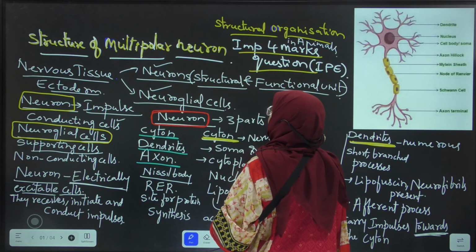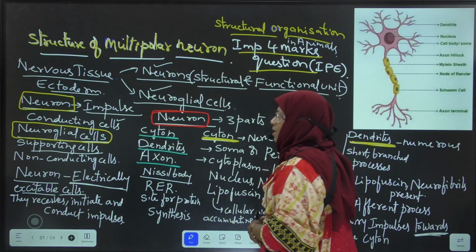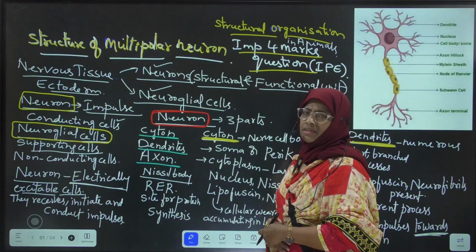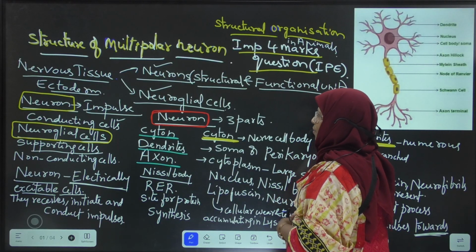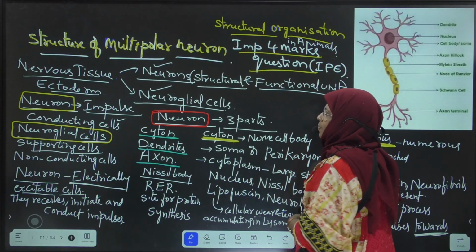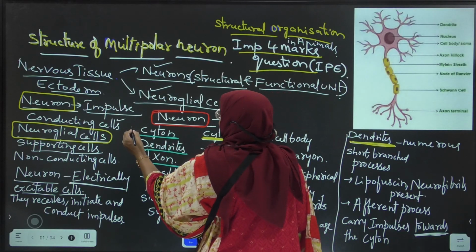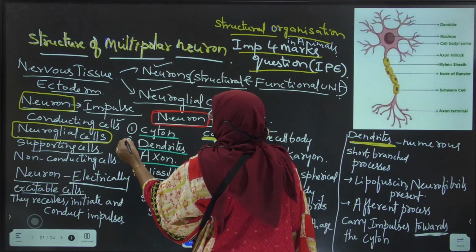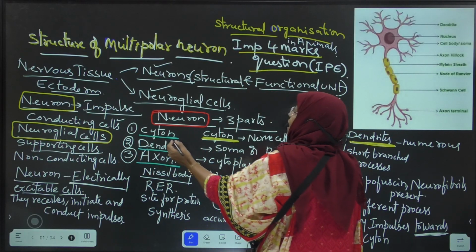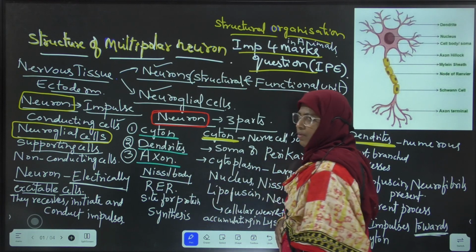Now we are going to discuss the structure of multipolar neuron. Actually, a neuron consists of three parts. Neuron is made up of how many parts? Three parts: cyton, dendrites, and axon.